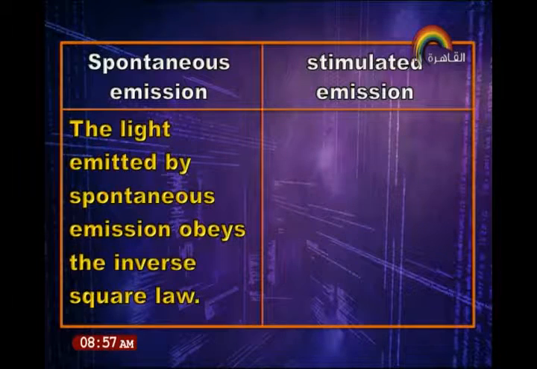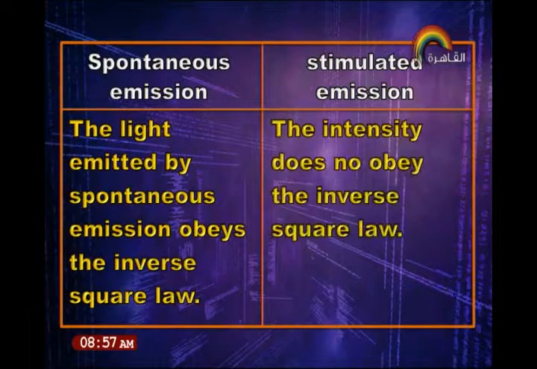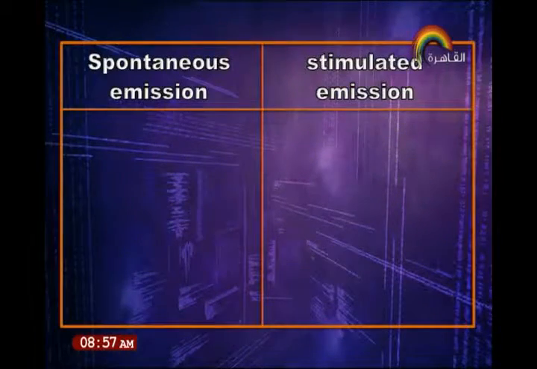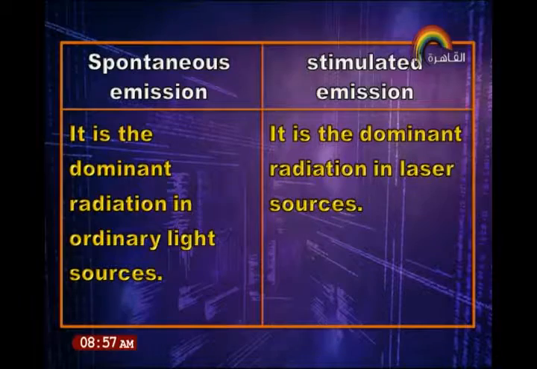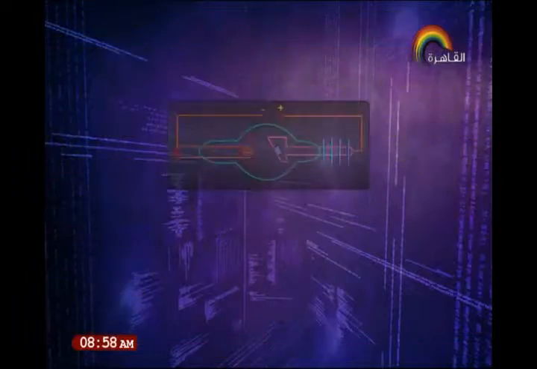The light emitted by spontaneous emission obeys the inverse square law. The intensity of the light emitted by stimulated emission does not obey the inverse square law. Spontaneous emission is the dominant radiation in ordinary light sources, but stimulated emission is dominant in laser sources.